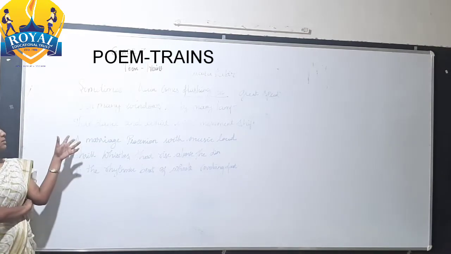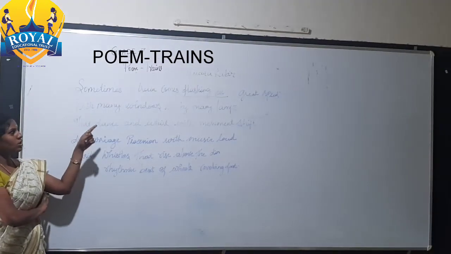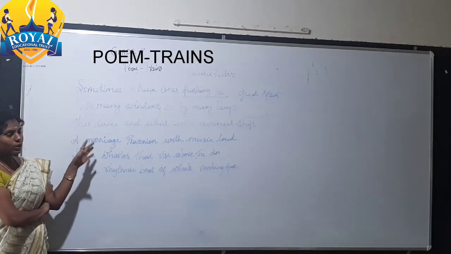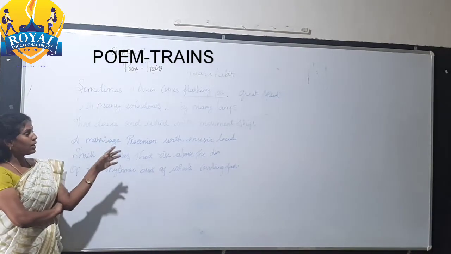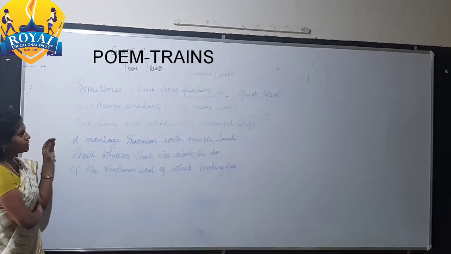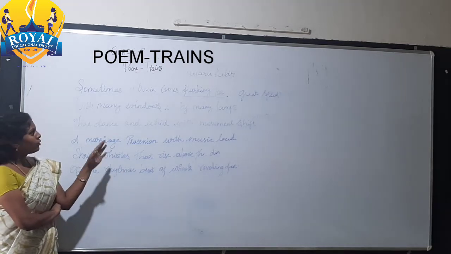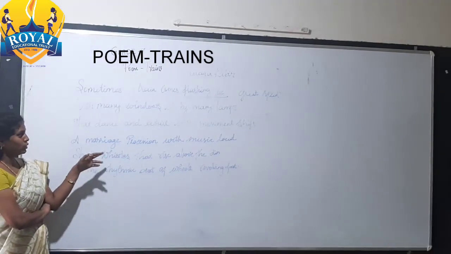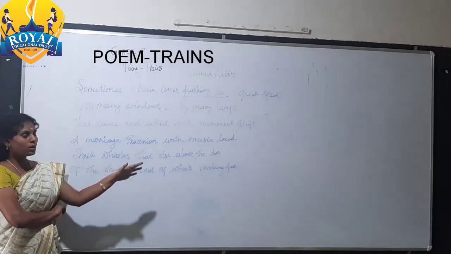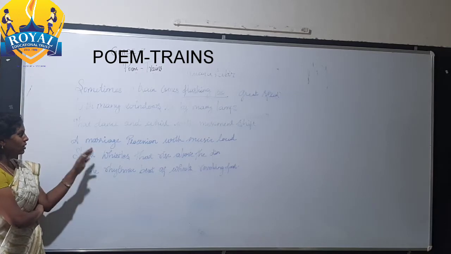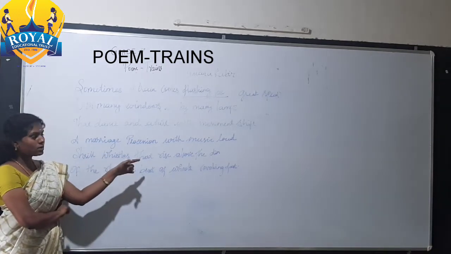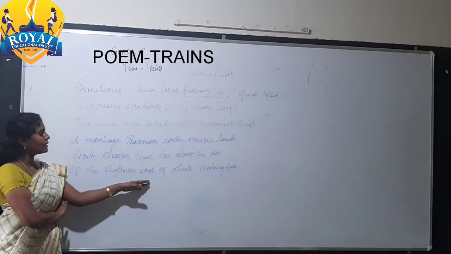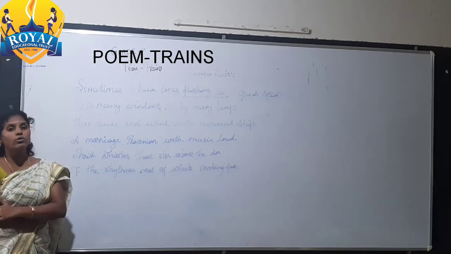So in this second stanza: Sometimes a train comes flashing past with many windows lit by many lamps that dance and will with movement shift. A marriage procession with music loud. Shrill whistles that rise above the din of the rhythmic beat of wheels revolving fast.